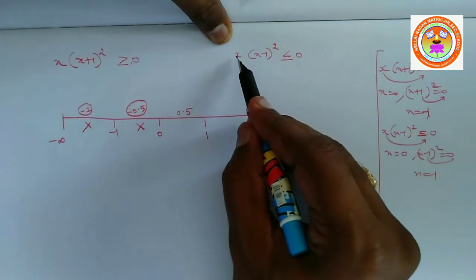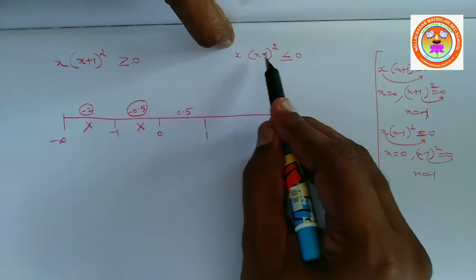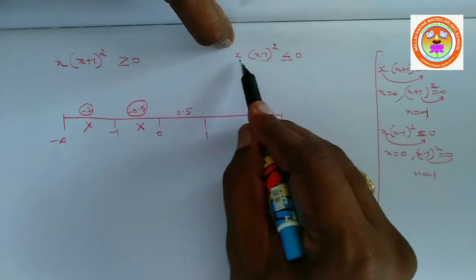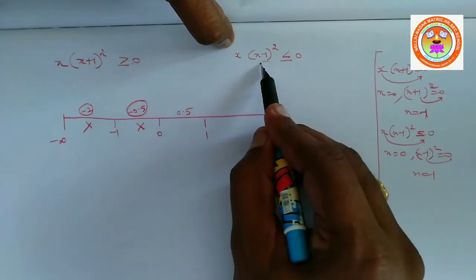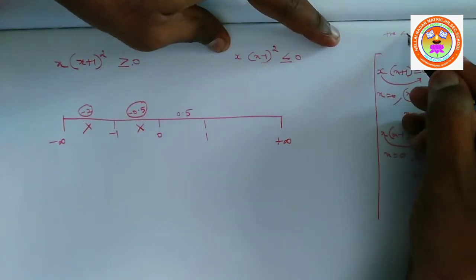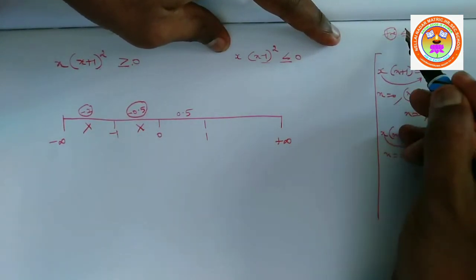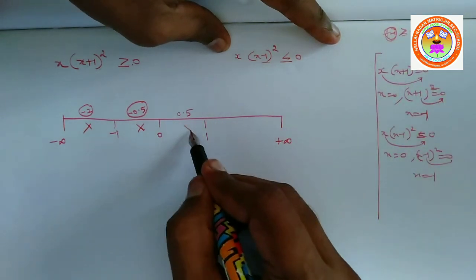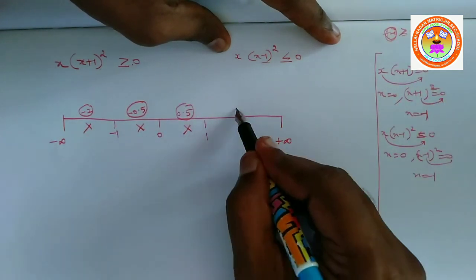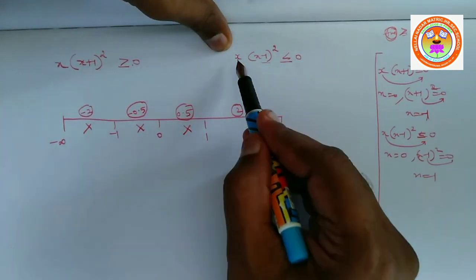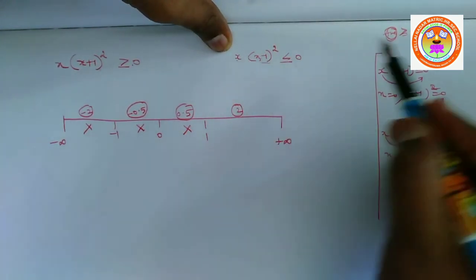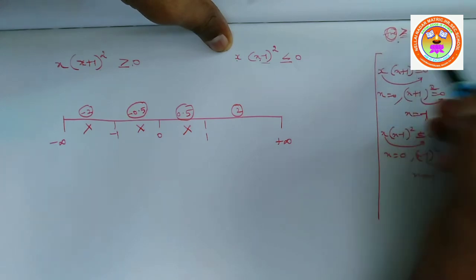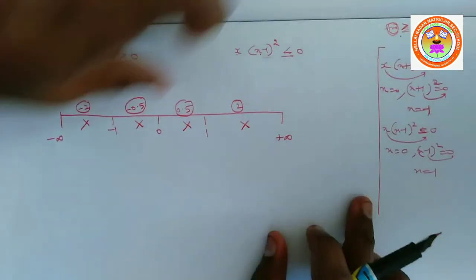If you check 0.5 minus 1, this is also going to be positive. Positive times positive is positive. Positive is greater than or equal to 0, but it fails the other condition. So this is also false. After 1 I am going to take 2. If you take 2, this is also positive. Positive times positive is positive. This is also going to be false. So all of these are false.